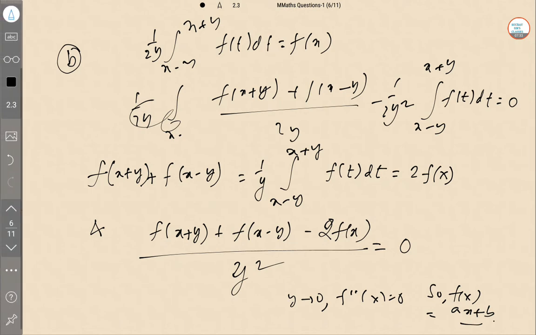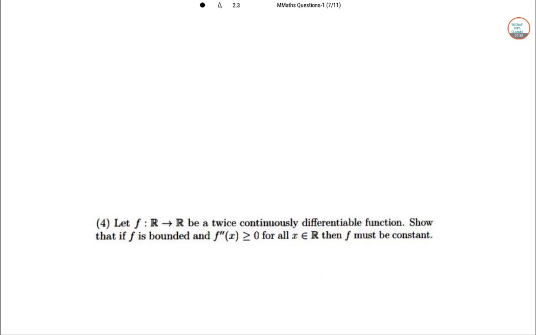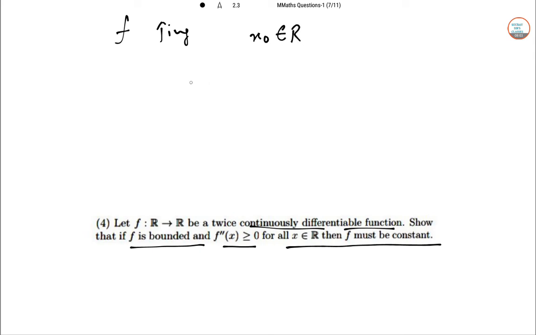Now we proceed to the next question, question number 4. It says: f is a twice differentiable continuous function, such that f is bounded and f''(x) is positive, then f must be a constant. This one is an easy one. By assumption, the derivative of f is increasing. Assume that there exists x0 such that f'(x0) is positive, so f' is also positive for x greater than x0.